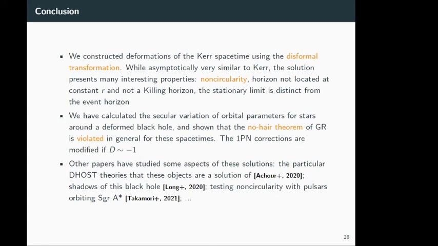And okay, so for the orbits of stars, we calculated some signatures of these spacetimes, which will be able to be tested in the future once we have the spin and quadrupole of the black hole. And let me finish by noting that some papers have studied aspects of these solutions. So for instance, the particular scalar tensor theories that these objects solve, but also, as I mentioned, the shadows of the black hole, or more recently, kind of extending what we were saying about stars around the central object: what if you have binary pulsars around Sagittarius A star, and how can you test non-circularity in that case? So thanks for your attention.